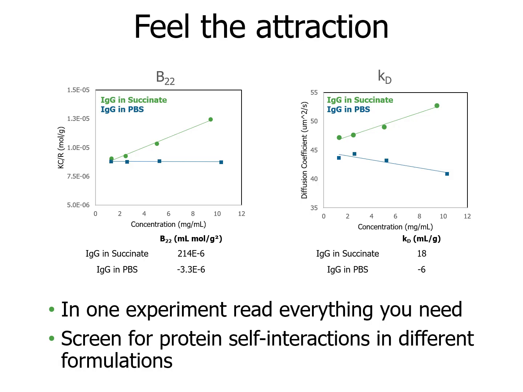On the other hand, PBS has a slightly negative KD, which means that self-self interactions are more neutral and aggregation is a higher risk. You can also have even worse performing buffers where you see strongly negative B22 and KD interactions, and aggregation is a great concern.